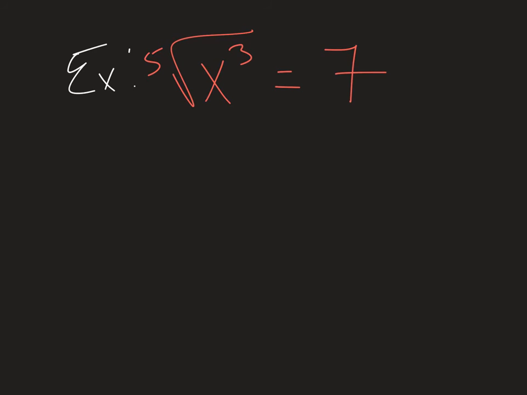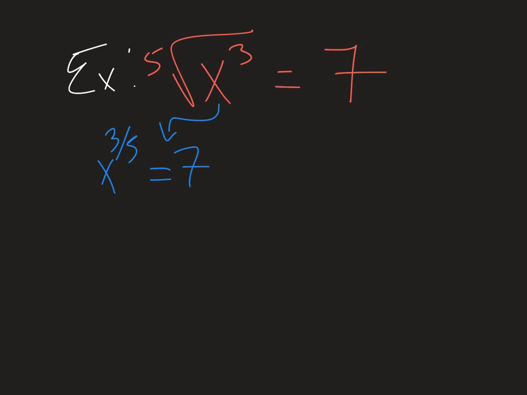Let's say we've got something like this. The fifth root of x cubed equals 7. So this is a very, very weird problem in the idea of, okay, how do I think about this? There's a couple ways you can go. The first would be to rewrite this as an exponential equation. So x to the power of 3/5 is equal to 7.